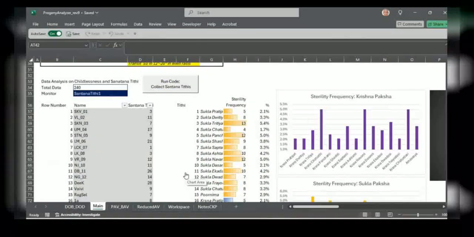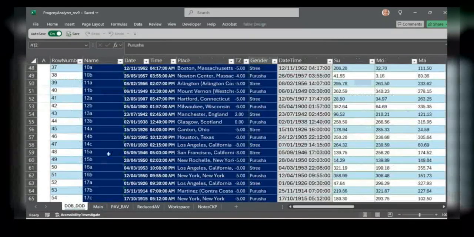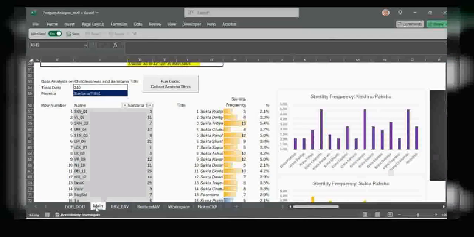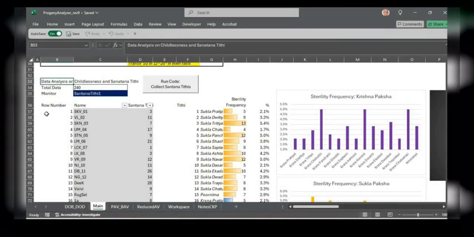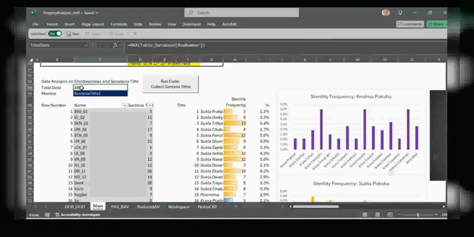With all this, I think we have covered whatever is hinted at. Since we have all the data of people who are childless, I thought let me put it to the test. So we have a data analysis on childlessness and Sanatana Tithi. We have two methods, right? Sanatana Tithi 1 and Sanatana Tithi 2. If you choose that, for the total number of data, 240 points, you can maybe add to that, it will automatically update this.